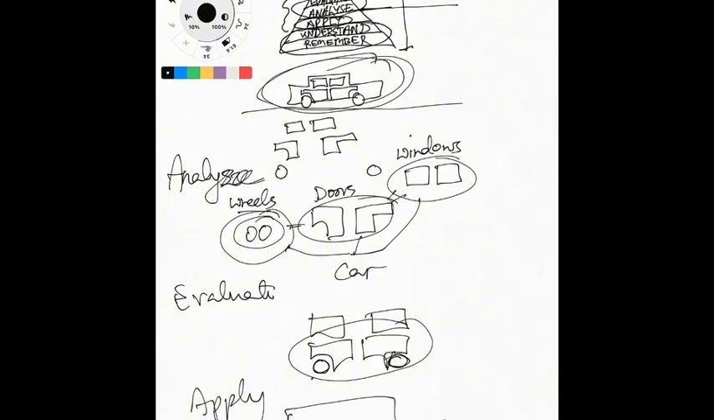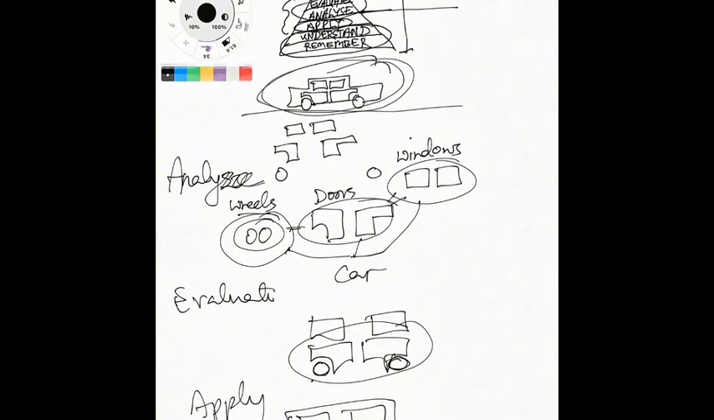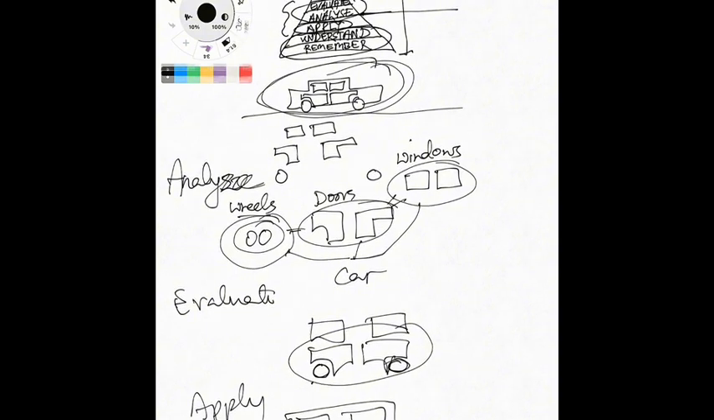This is how you achieve higher order learning, by not just looking at the individual parts, but seeing how they fit together, how they work together, and how you can use them together. This is how you basically analyze, evaluate, and apply higher order learning to information.